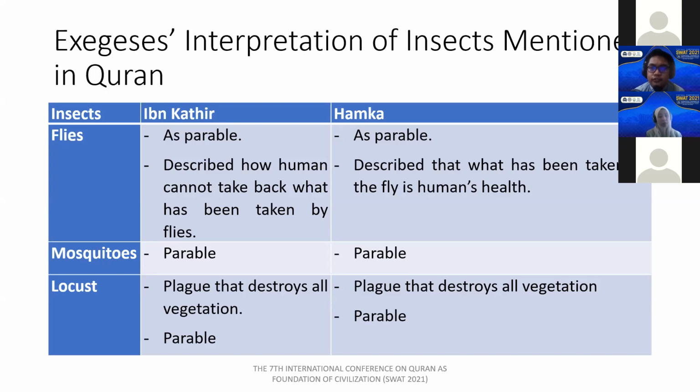And then for locusts, we have two verses: the first is from Surah Al-A'raf about the disaster, and the second is a parable about the condition of humans in the hereafter. For the first verse, both of them mention that locusts are a plague that destroys all vegetation. And then for the parable, Ibn Qasir mentioned that the parable for the locust is when humans answer the call of the Creator, they will gather together and go the same way to the Creator. Meanwhile, Hamka mentioned that the parable is that humans answering the calling of the Creator, rising from the dead, are just like locusts that have just grown their wings.